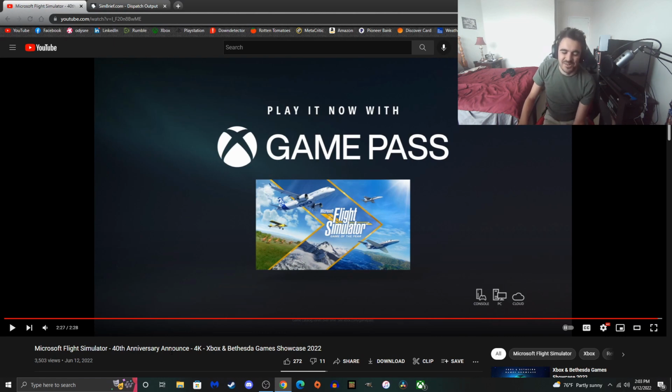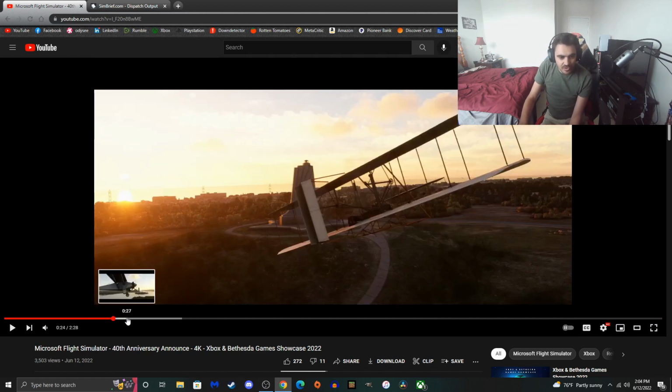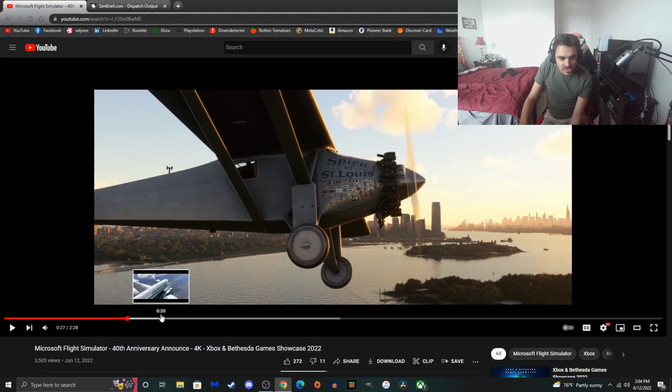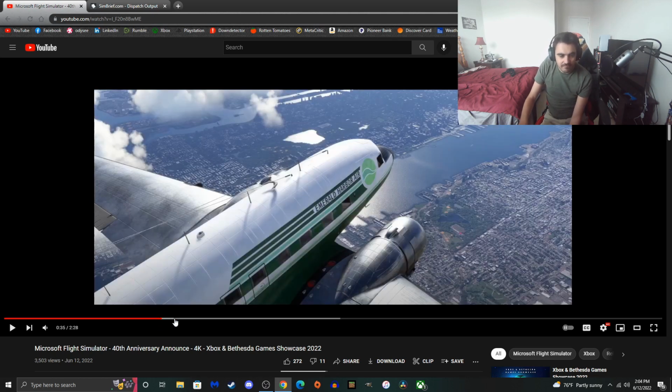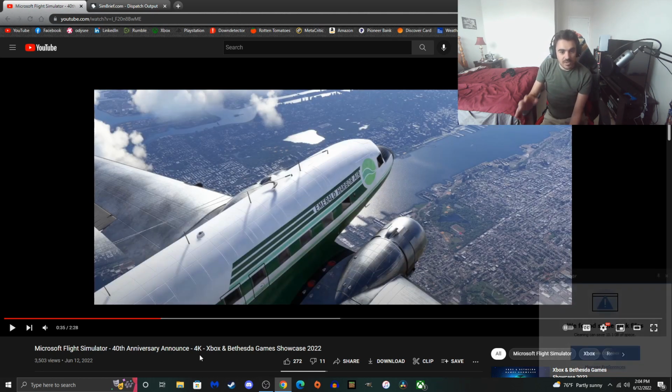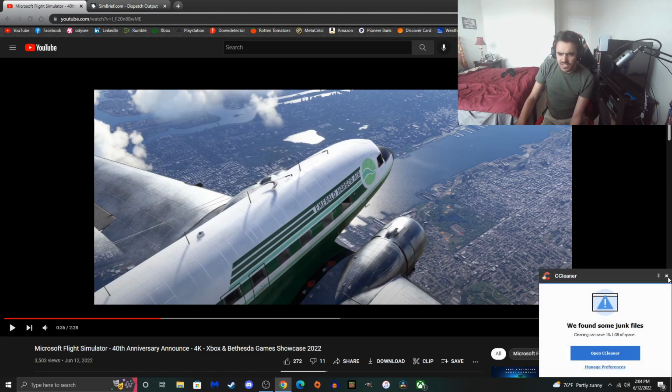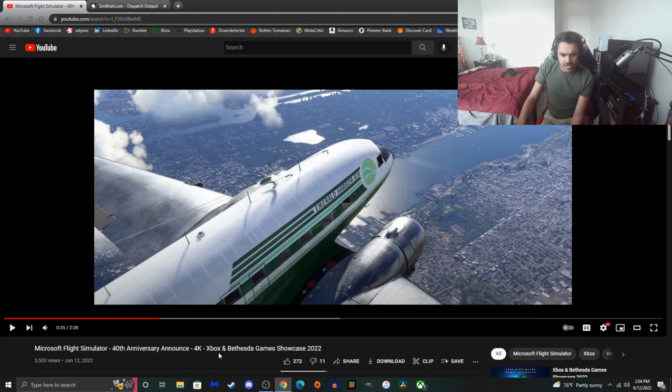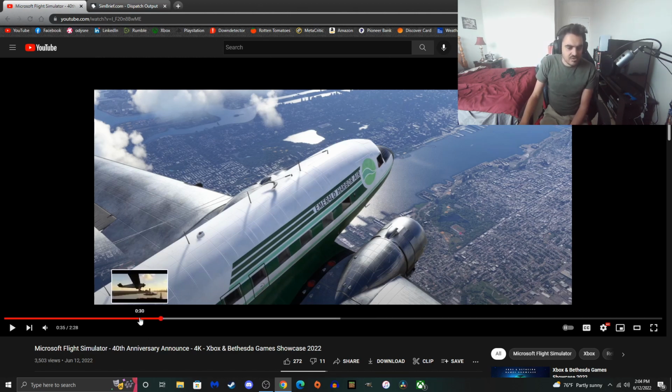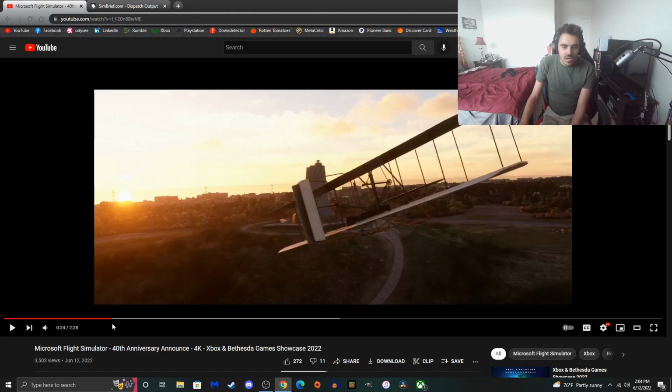Oh my goodness, that trailer was awesome. I did not expect them to bring the Wright Flyer, the Spirit of St. Louis, and the DC-3. I think these are some of the aircraft that were from FSX and FS 2004. The DC-3 was in FSX and 2004. St. Louis and Wright Flyer were only in 2004, but wow.